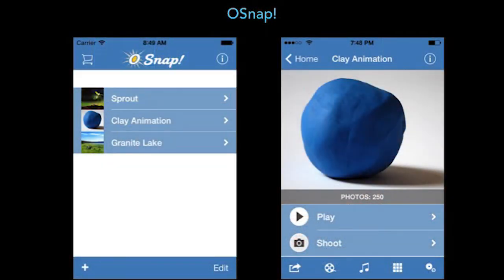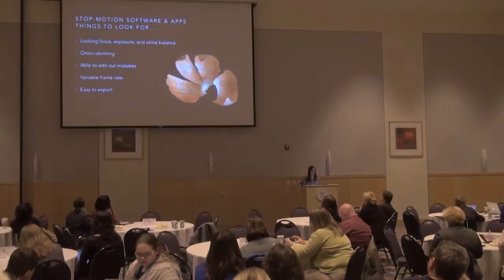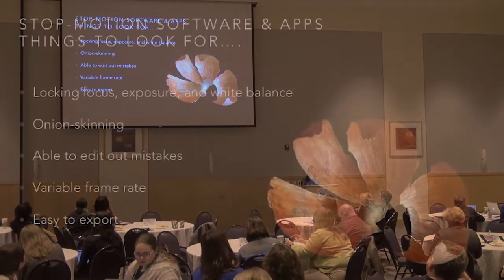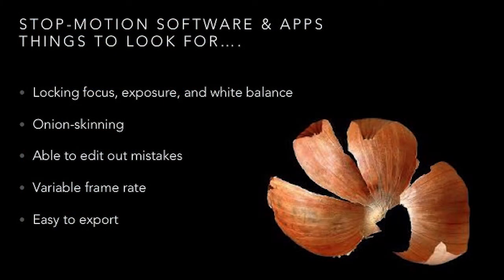It does time lapse as well as animation. It has a simple interface, but a good level of complexity. These are some of the things that you should look for if you want to try animation with an app. iPads are also good because you have a little bit more screen to experiment with. So you should look for something that has lock focus, lock exposure, and white balance. Onion skinning, which is seeing a little shadow of what you shot with what you're going to shoot. The ability to edit out mistakes, variable frame rate, and easy to export.